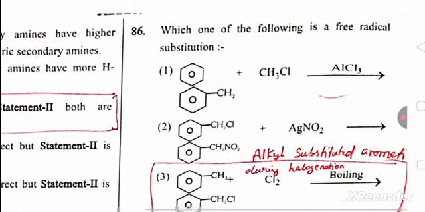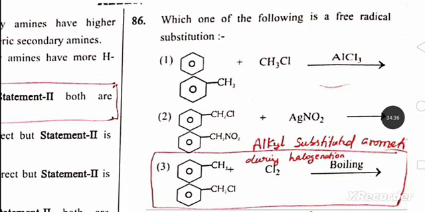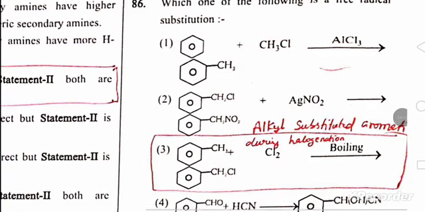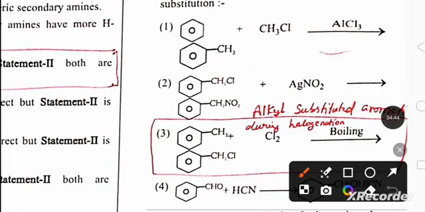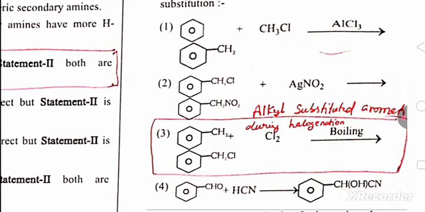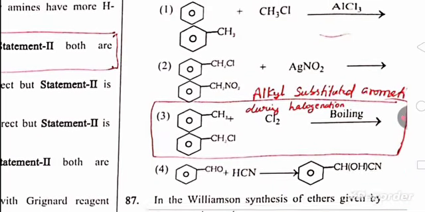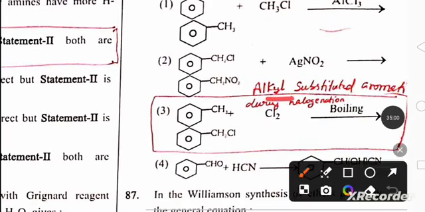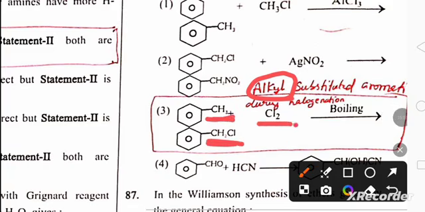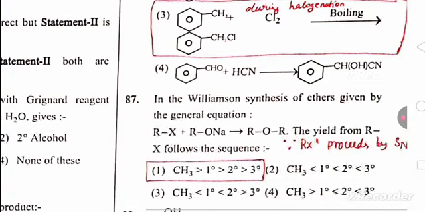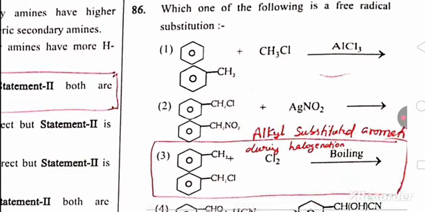Which of the following is a free radical substitution? So where you can find free radical substitution? Usually children, wherever you can find alkyl substituted aromatic compound, they undergo halogenation in the presence of UV light to form free radical substitution. If you want to see free radical substitution, you need to find out aromatic compounds having alkyl groups. Wherever you are finding alkyl groups, they undergo substitution easily in the presence of any halogen and UV light. So option 3 is the right answer for free radical substitution.